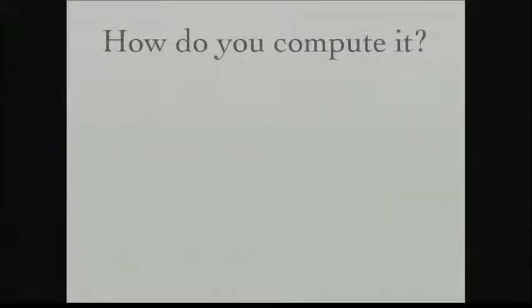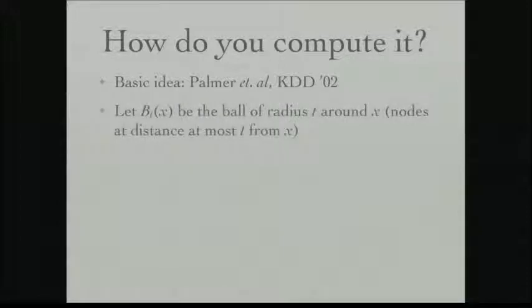Okay, how do you do this? The basic idea comes from a paper that is now 11 years old. Actually, it appeared in some previous paper, but in a very hidden form. So the idea is to use dynamic programming. Let B(x,t) be the ball of radius t around x, so the nodes at distance at most t from x. Note that when talking about centrality, we want the incoming paths, so you will have to apply all this to the transpose graph. I won't say any more about this in what follows.